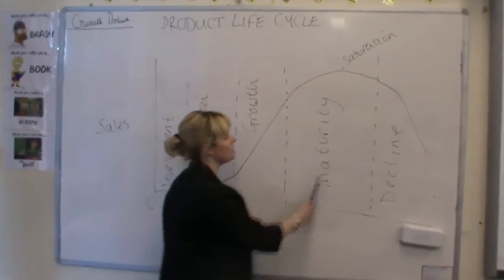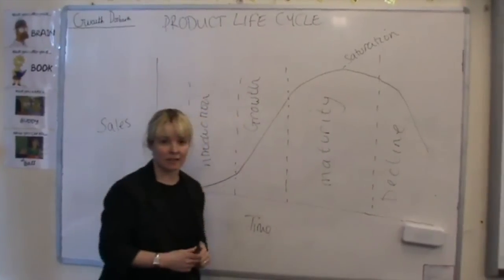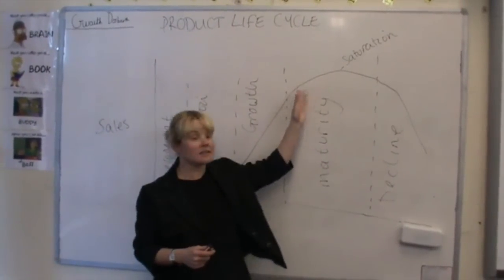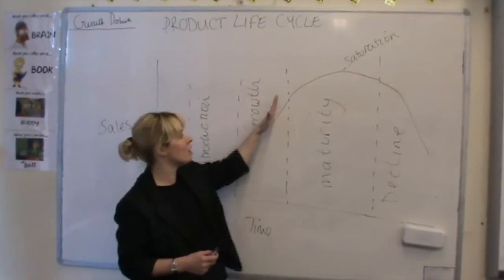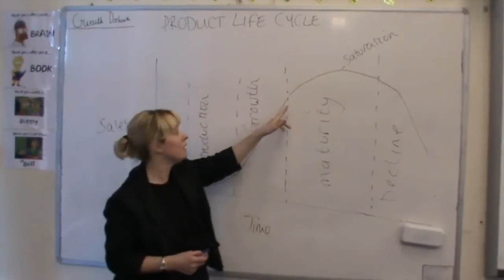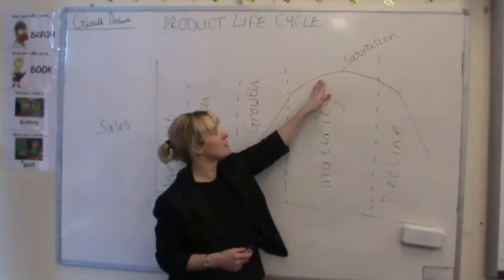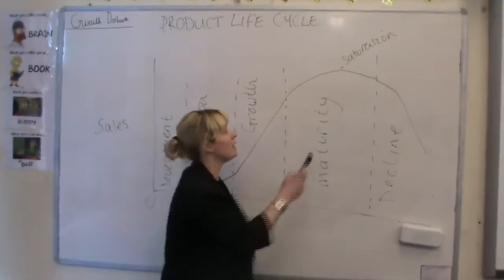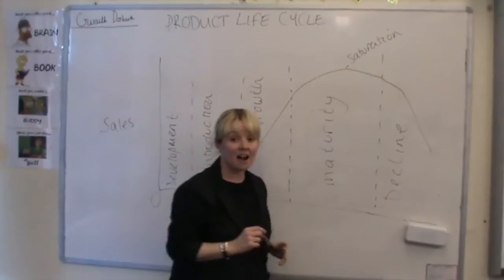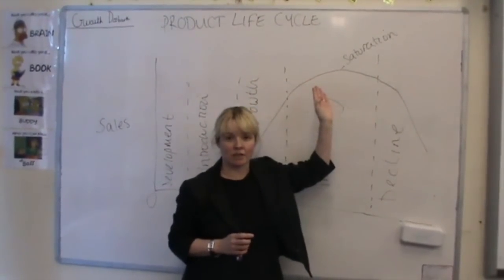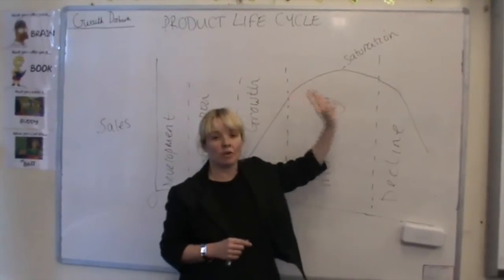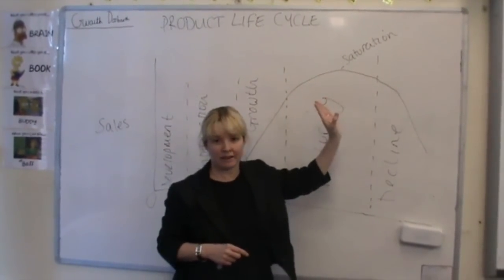Then it will get to the point where it will go into the maturity stage. At this point, sales are still increasing, but at a smaller amount. You can see that the slope is flatter. Okay, so they are growing but at a smaller pace, and when you get to the point where the sales are at their highest, that is called the saturation, the point of saturation. Here, everybody who wants to buy the product is buying it.